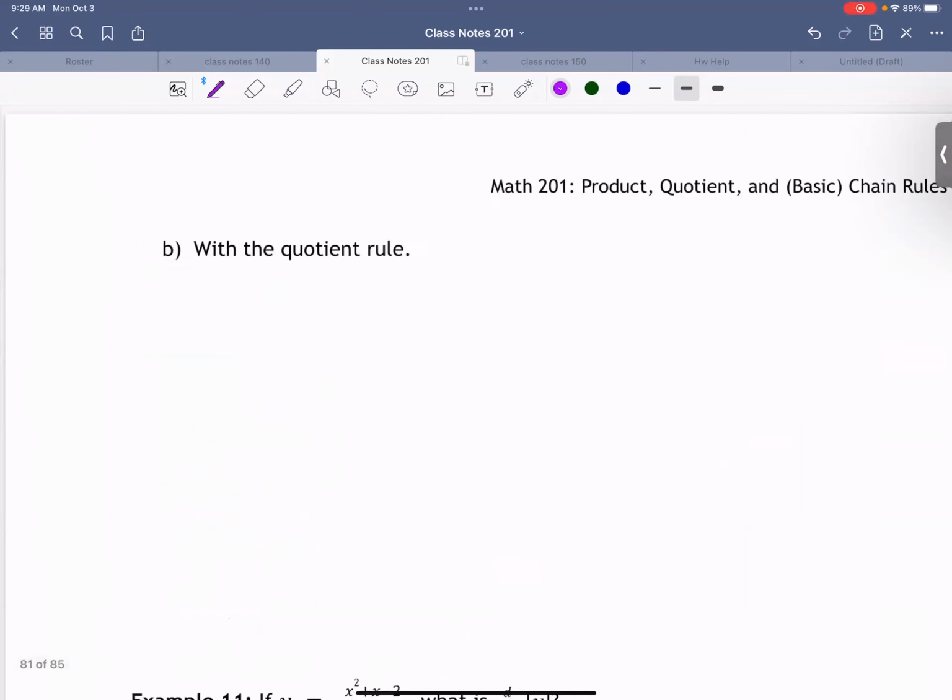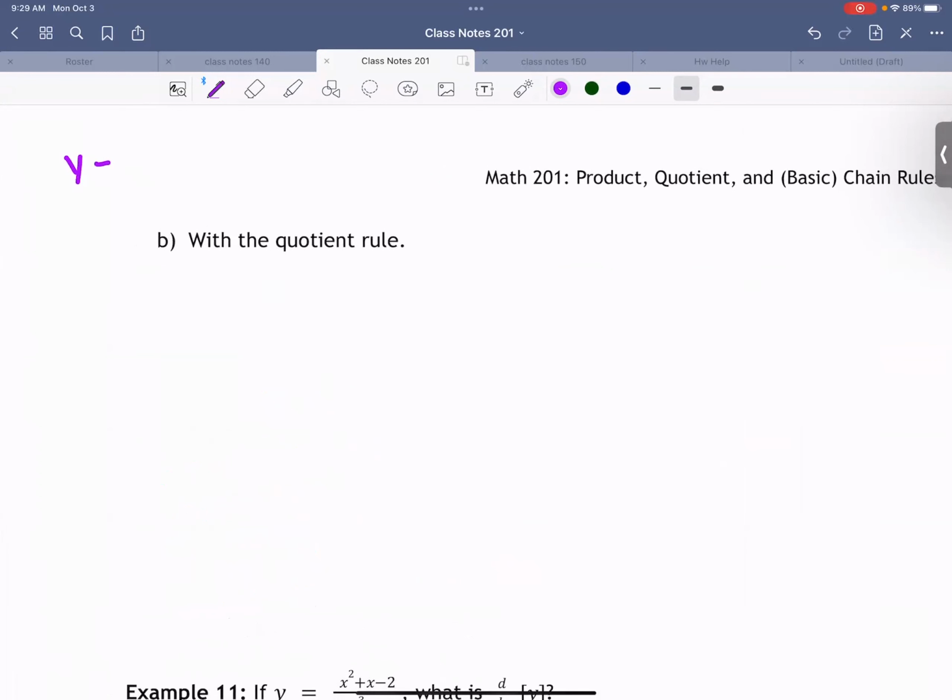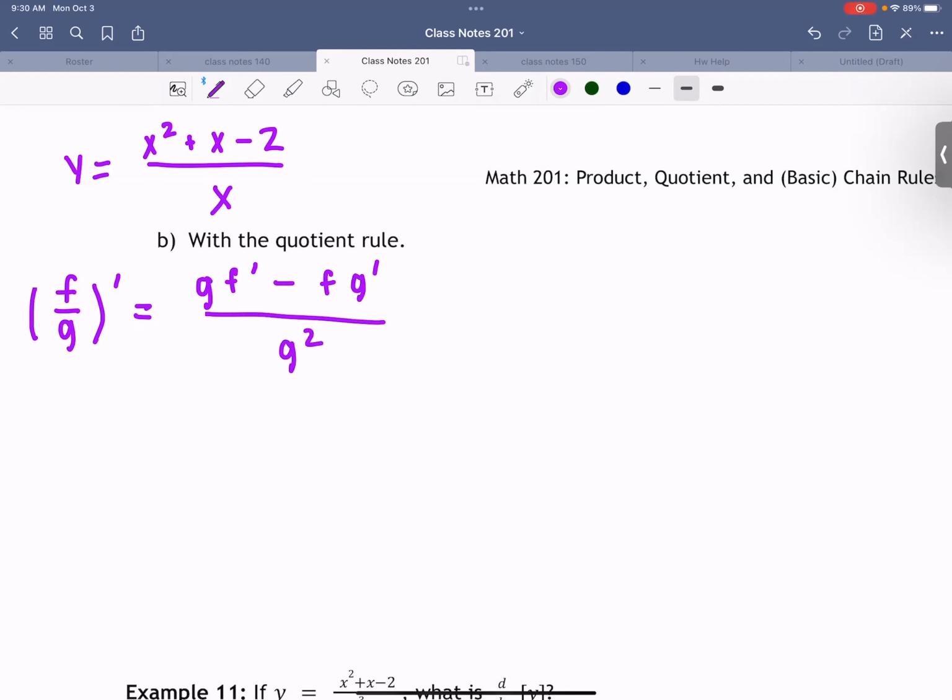So I'm actually going to write the equation up top here so I don't have to go back. It's x squared plus x minus 2 over x. And maybe as a reminder, I should write the quotient rule. So (f over g) prime is g f prime minus f g prime over g squared. Good. It does matter which one is f and which one is g. f is the top, g is the bottom. You can't swap them, so make sure the top one is f and the bottom one is g.